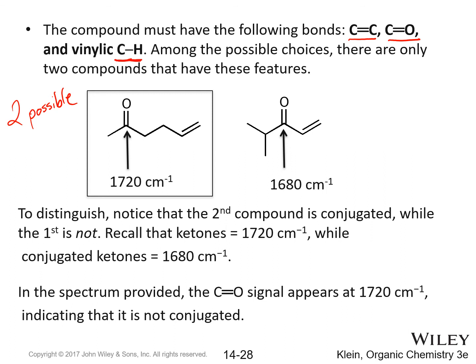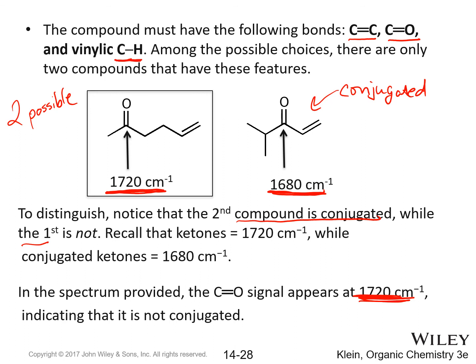To distinguish, let's take a look at our second compound. We know that it's conjugated, and the first is not. Do you see how we have the alternating single and double bonds? That's conjugated. And remember, a conjugated ketone will have a lower wave number than an unconjugated ketone. So our peak did appear at 1720, which indicates that we're dealing with a non-conjugated ketone.